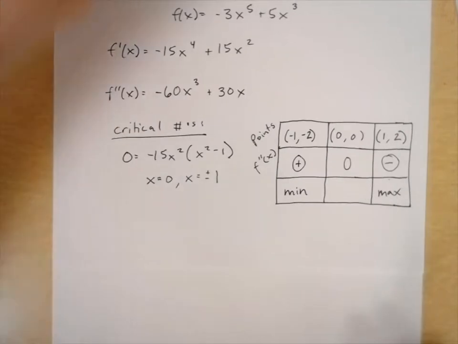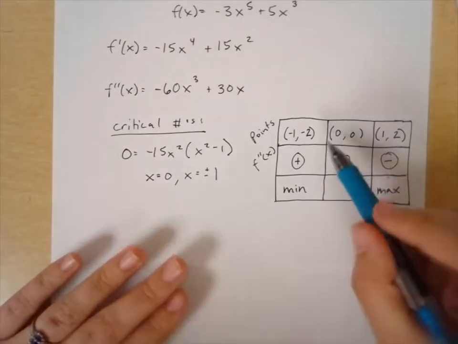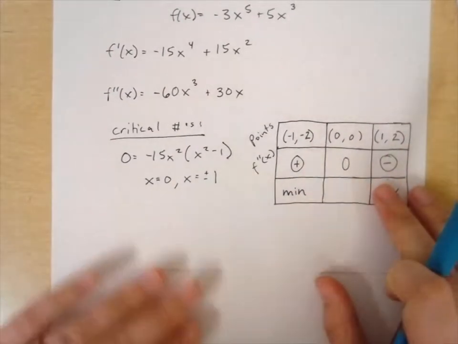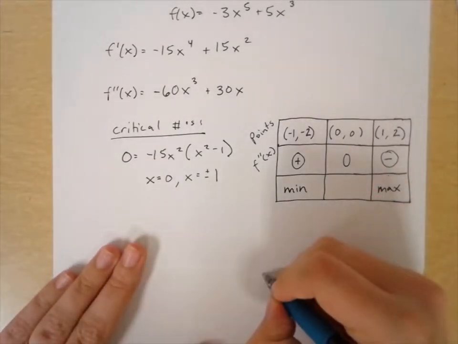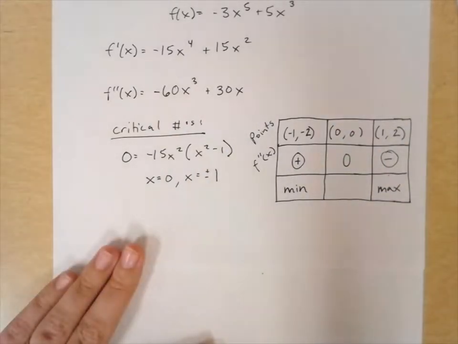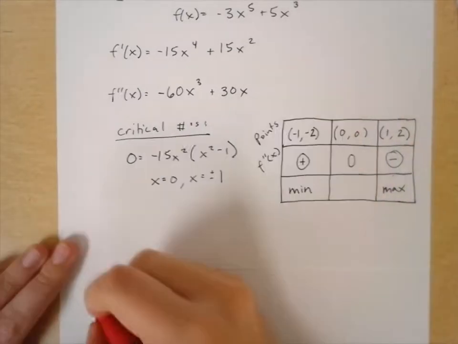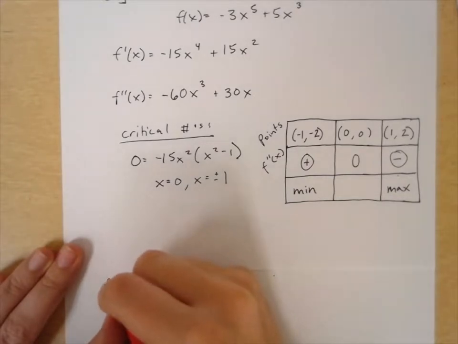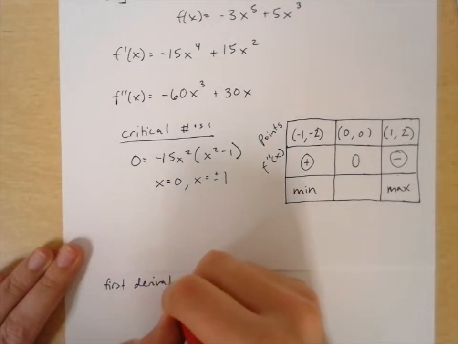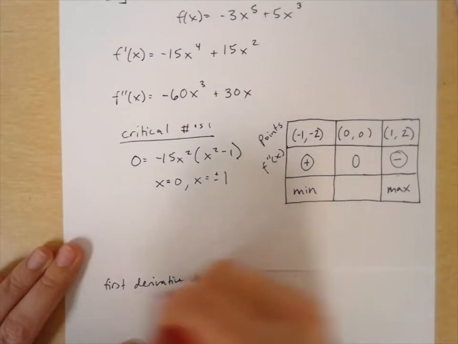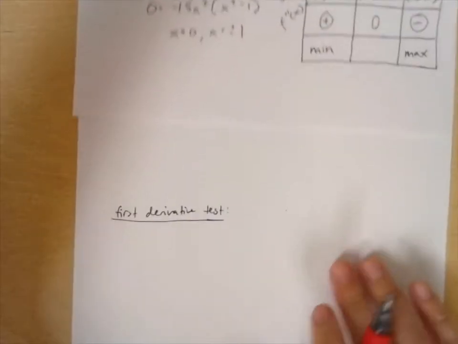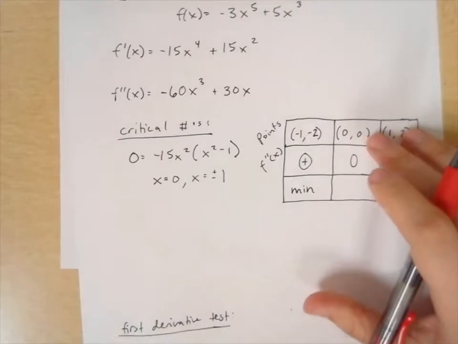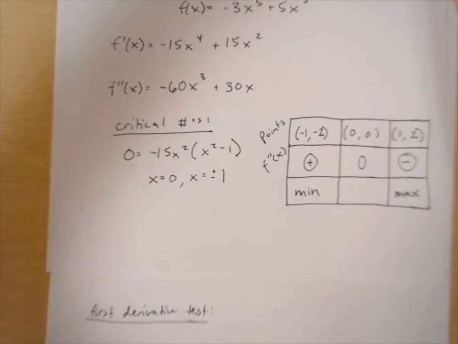I'm going to use my first derivative test. I'm going to pick some intervals that are going to be helpful to me. I know what's happening at negative 1. I know that at negative 1 my first derivative is 0, so that's not helpful. I need to look at the interval instead. We'll call this just the first derivative test.